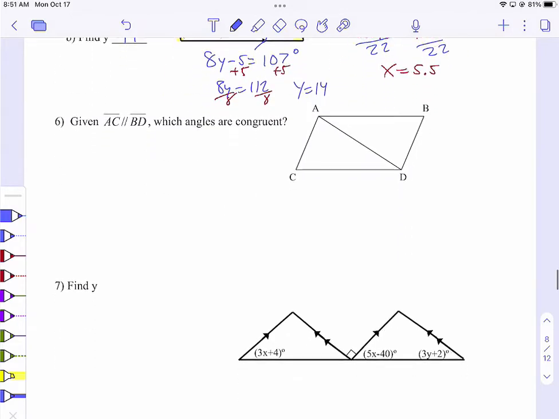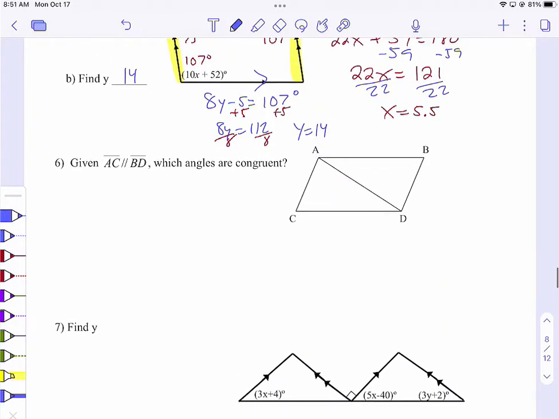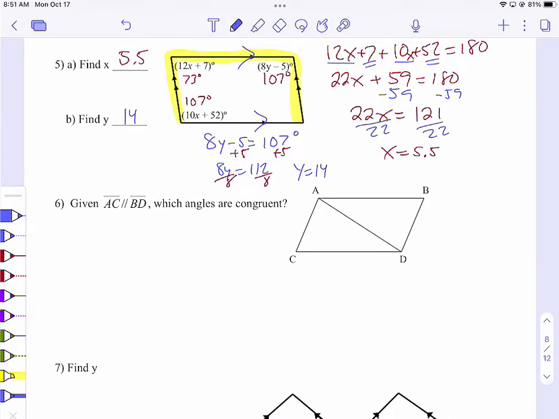Okay, so read number 6. Write down which angles you think are congruent. You don't have to explain why, but there's only one pair of angles. See if you know which ones they are.